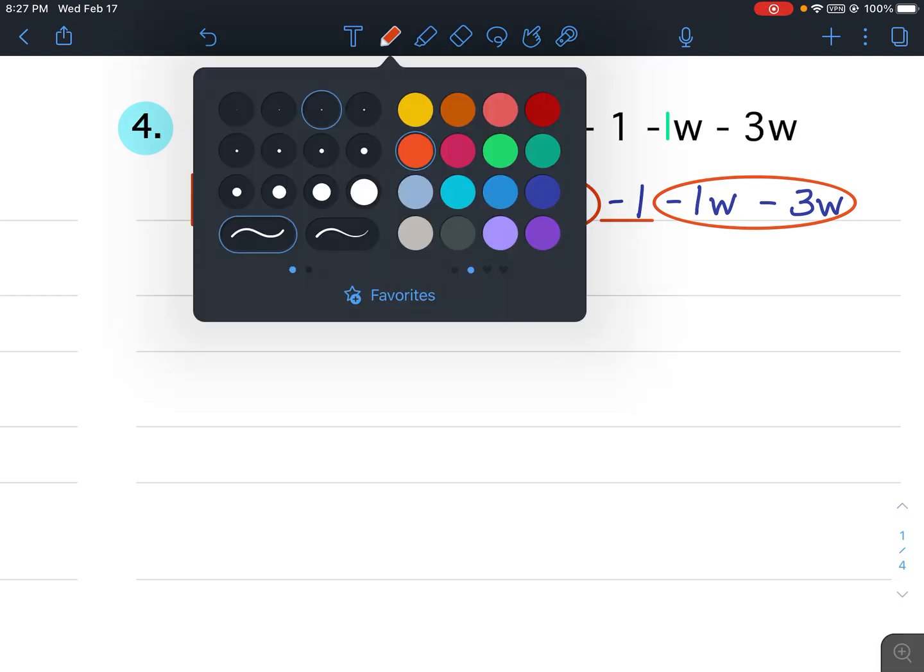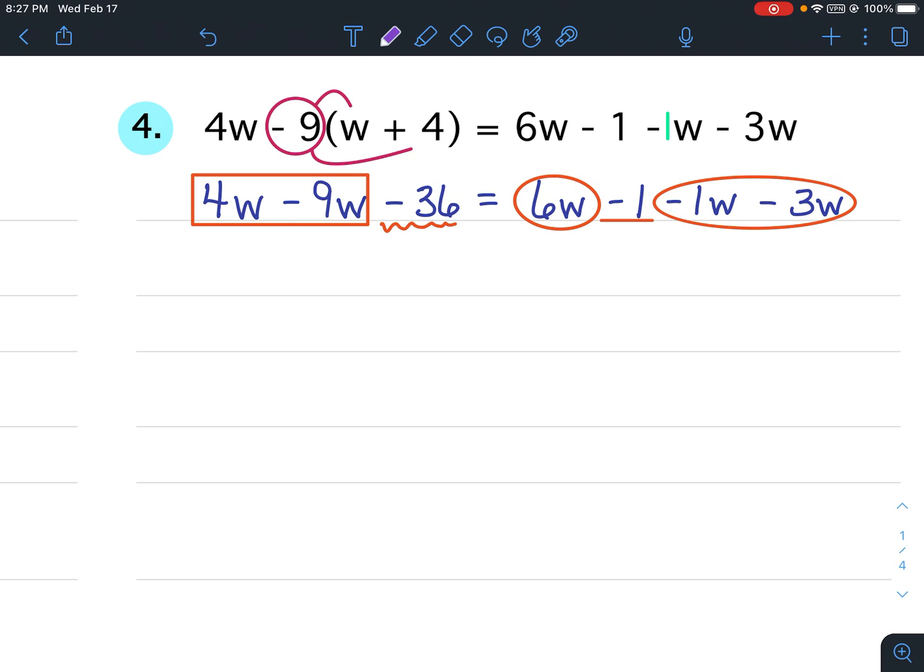Okay, let's combine our like terms. 4 minus 9 would be -5w. Bring down the -36. Keep the equal signs lined up. 6 minus 1 is 5. Minus 3 would be 2w. Bring down the -1.